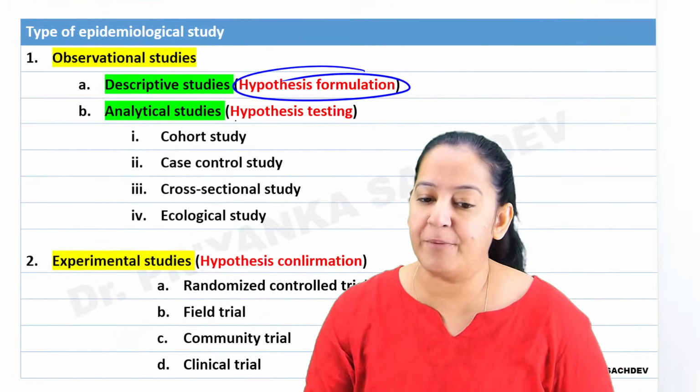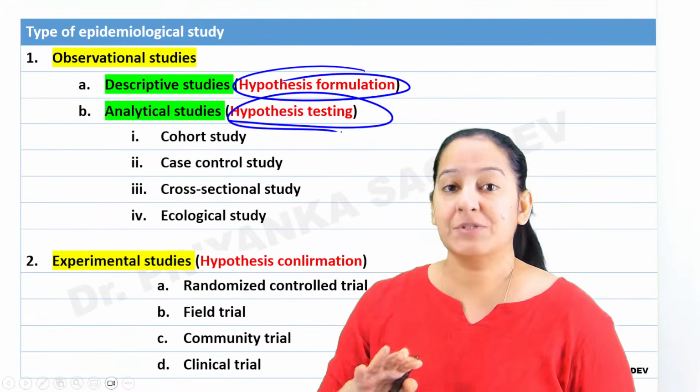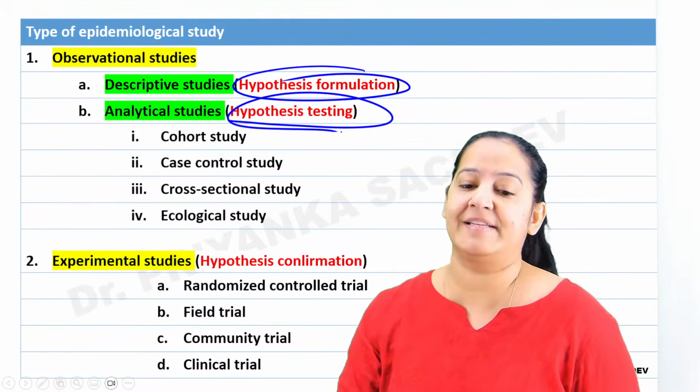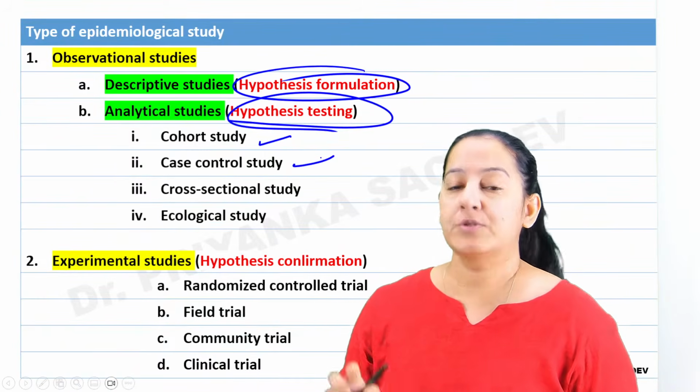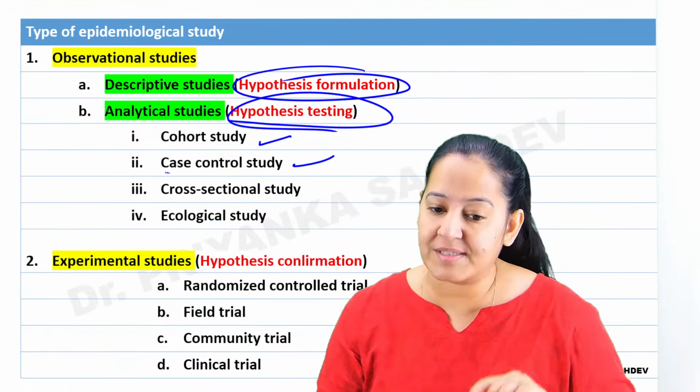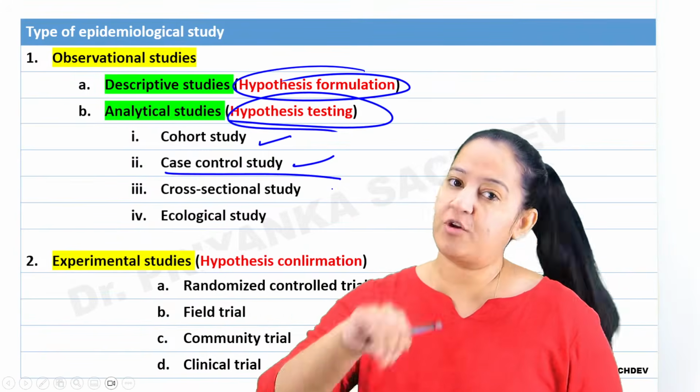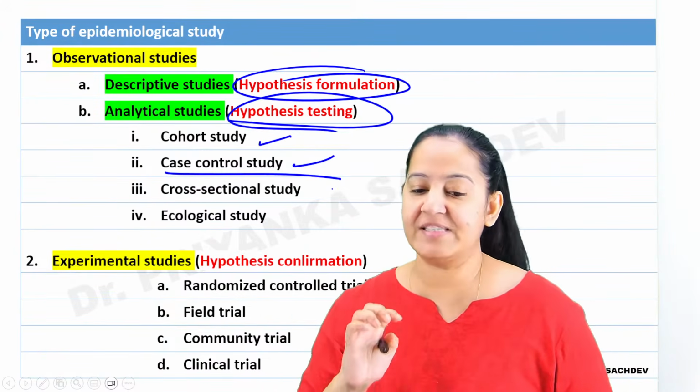We measure the hypothesis. We test our hypothesis. There are various ways of doing analytic studies. The two most important we use are case control and cohort. Among the two, today I am going to discuss the case control. I will compare it with cohort also, but we will first discuss the case control.